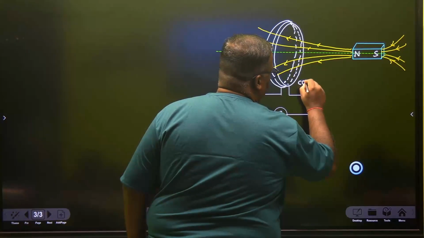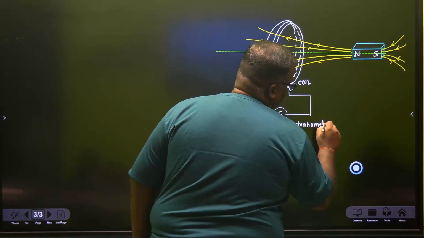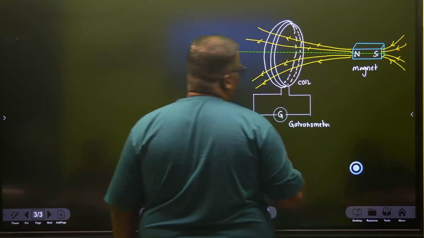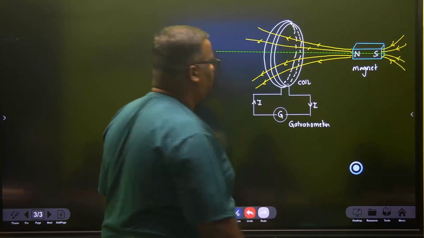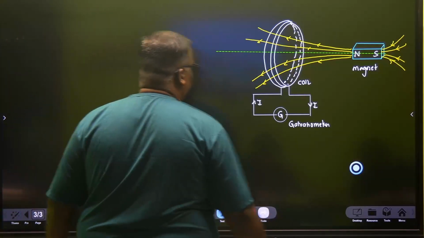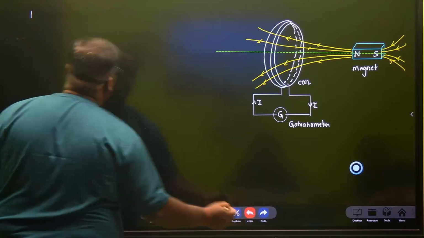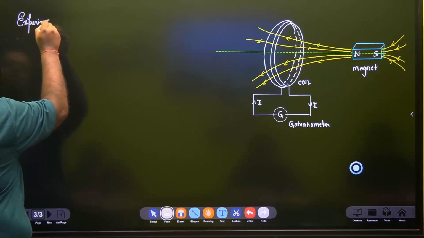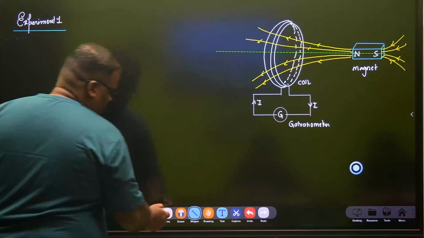You can draw this. This is my coil. This is experiment 1. Once done, let me know, right?